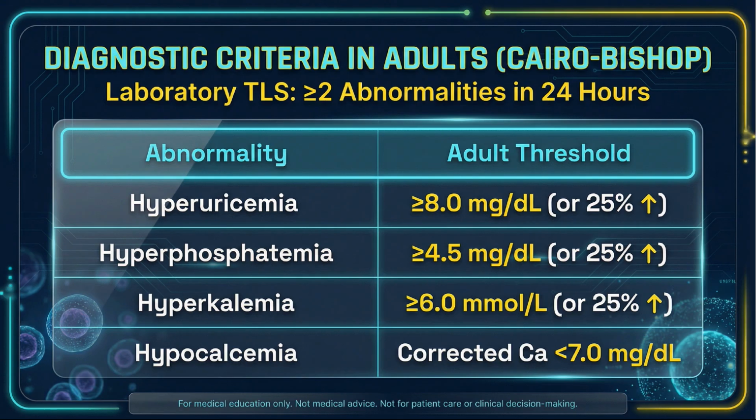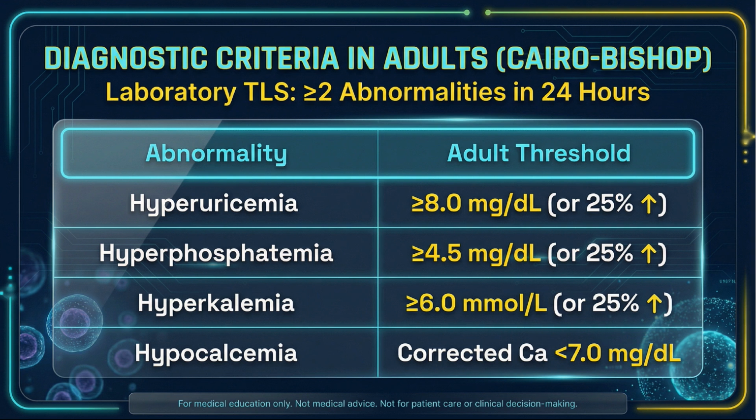Now, how do we formally diagnose TLS? We use the Cairo-Bishop classification system, which defines both laboratory and clinical TLS. For a diagnosis of laboratory TLS in an adult, a patient must have 2 or more of the following metabolic abnormalities occurring within the same 24-hour period.